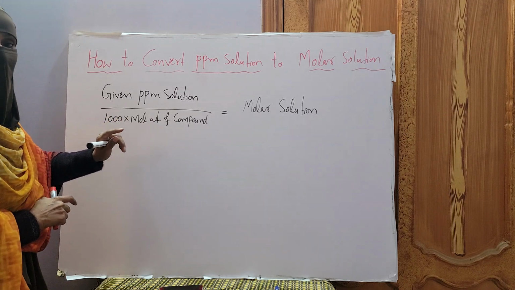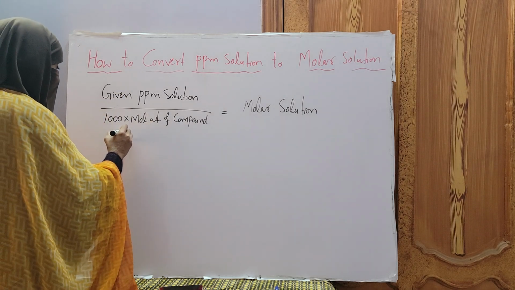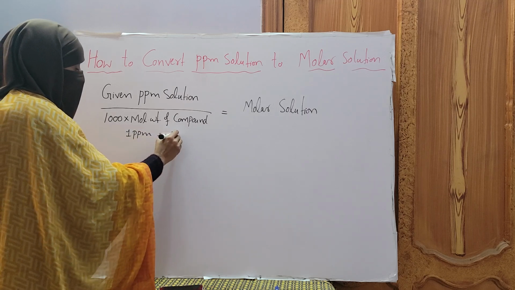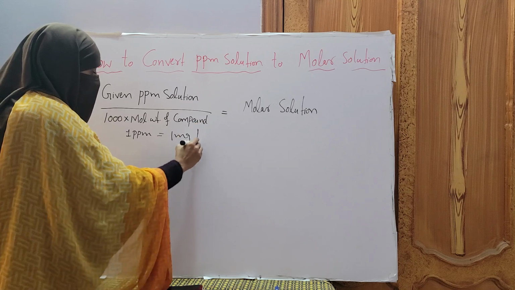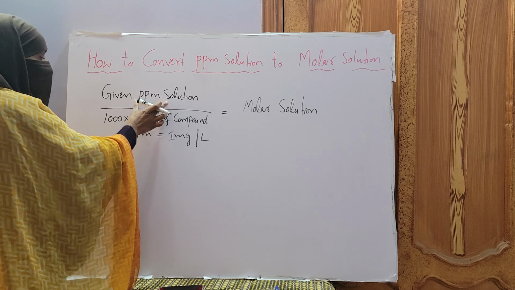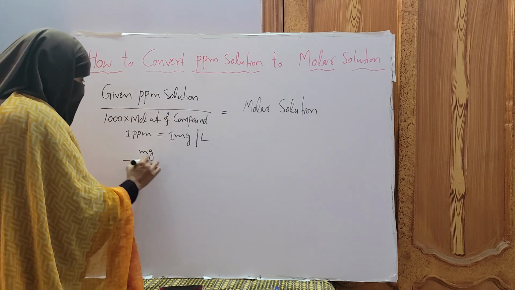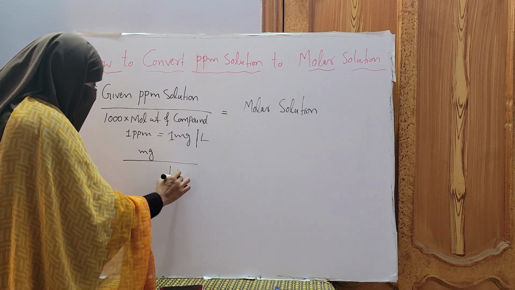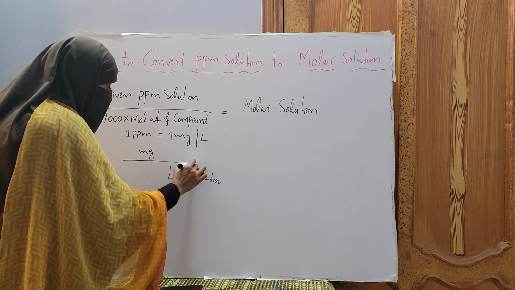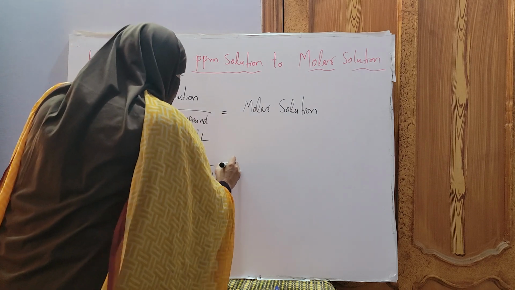Now how is this formula derived? When you have a ppm solution, 1 ppm is equal to 1 milligram per liter of solution. So instead of writing ppm, we can write milligram per liter of solution. If you have a solution in ppm, it means you have milligrams per liter of that compound and you have to convert it into molar.